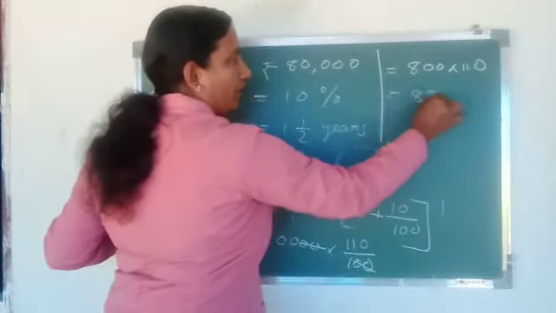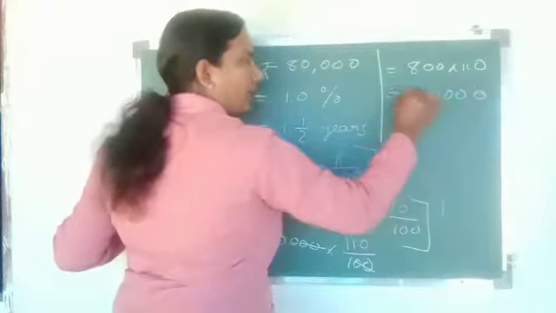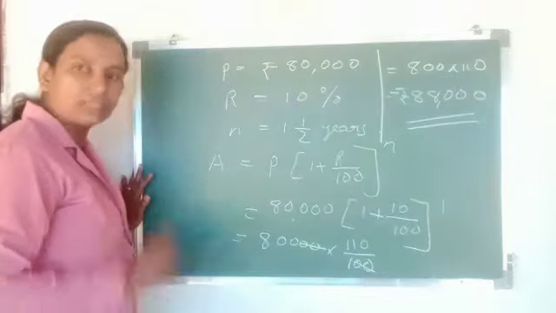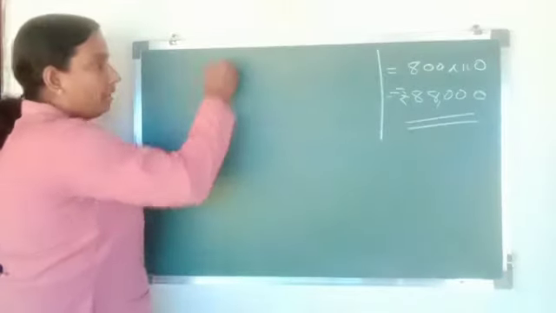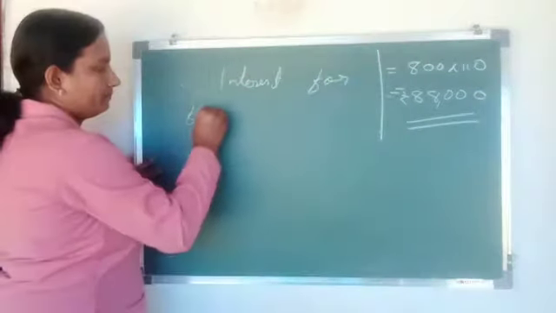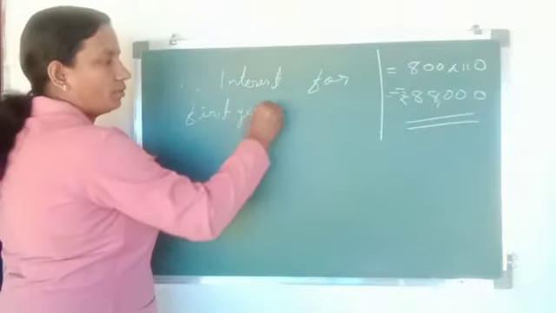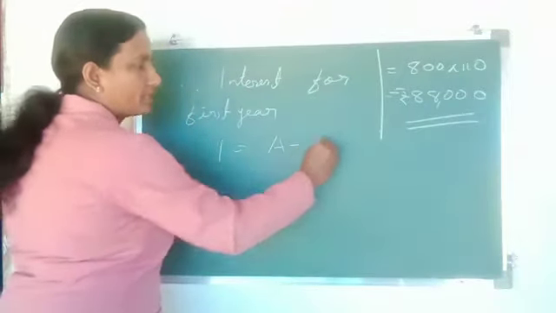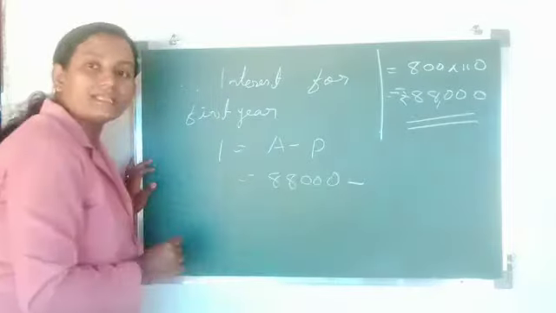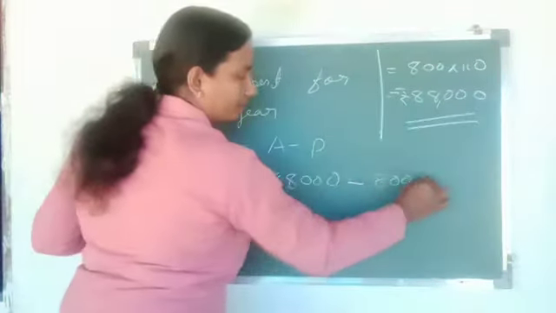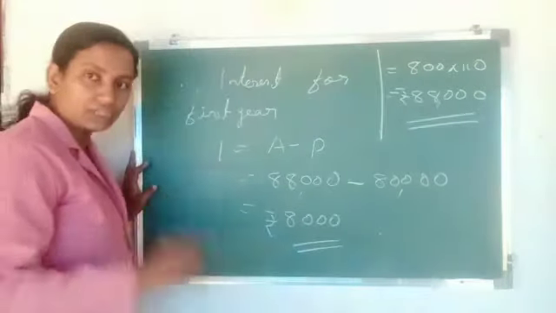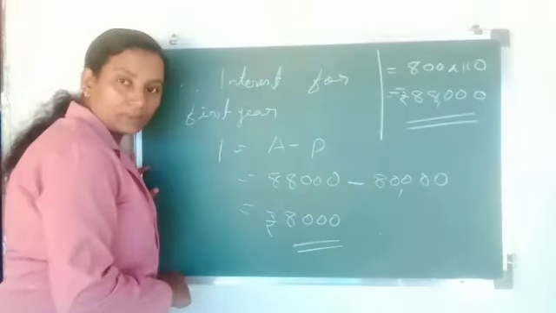That is equal to 88, and adding three zeros, the amount is 88,000 rupees. Therefore, interest for the first year is I is equal to amount minus P, which is 88,000 minus 80,000. So that is equal to 8,000 rupees. Interest for the first year is 8,000 rupees.